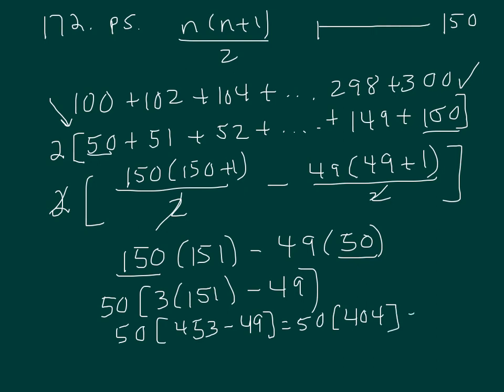And then when you multiply this out, of course it's going to end in 0. 5 times 4 is 20, and then 5 times 4 is 20. So 20,200.